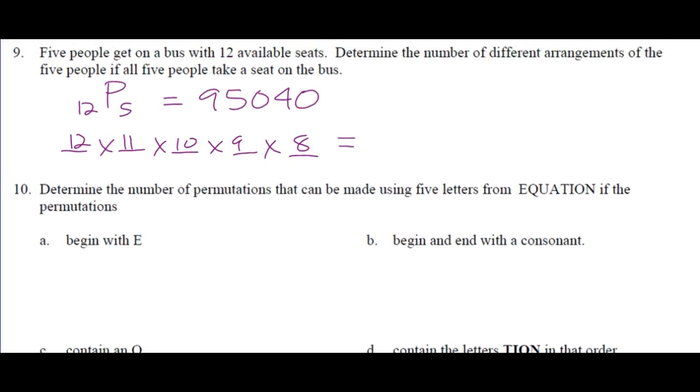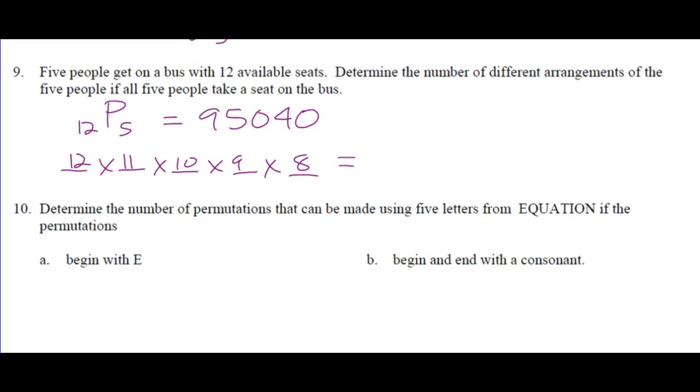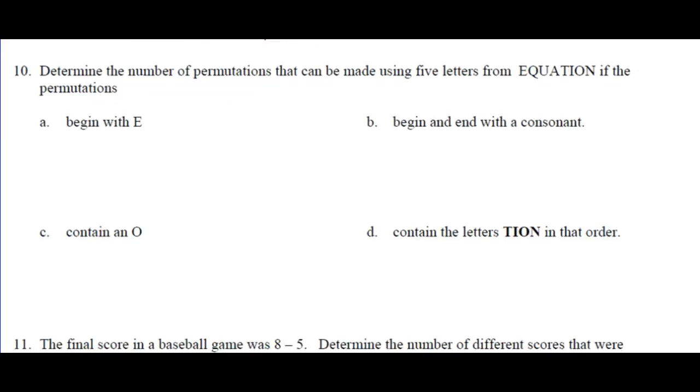So what you're asking when the 5 people take a seat on the bus is, can I tell where they're sitting apart? And yeah, I can. If Joe is sitting in the front left seat and Bill is in the back right seat, that's different from if they're in the other positions. Determine the number of permutations made using 5 letters from the given word.